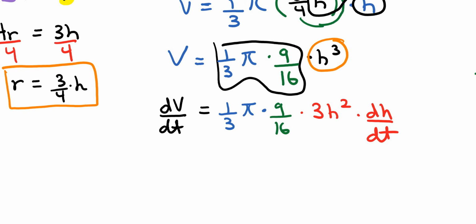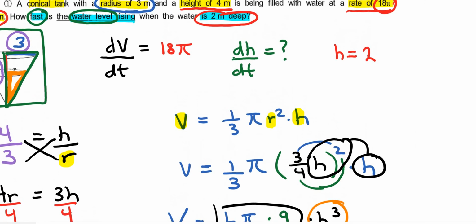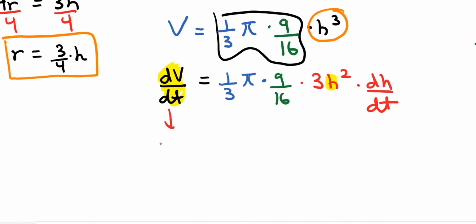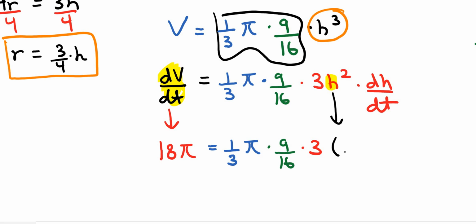After that, we go back to the information that's provided to us, and we fill in the numbers for dV by dt and the h. If I go back, those numbers are 18 pi for the volume, and the height will be 2. So these are the numbers that we need plugged back into our formula. So this dV by dt was 18 pi, equals 1/3 pi times 9 over 16 times 3, and my height was 2, so 2 to the power of 2, and then finally I just solve for dh by dt.